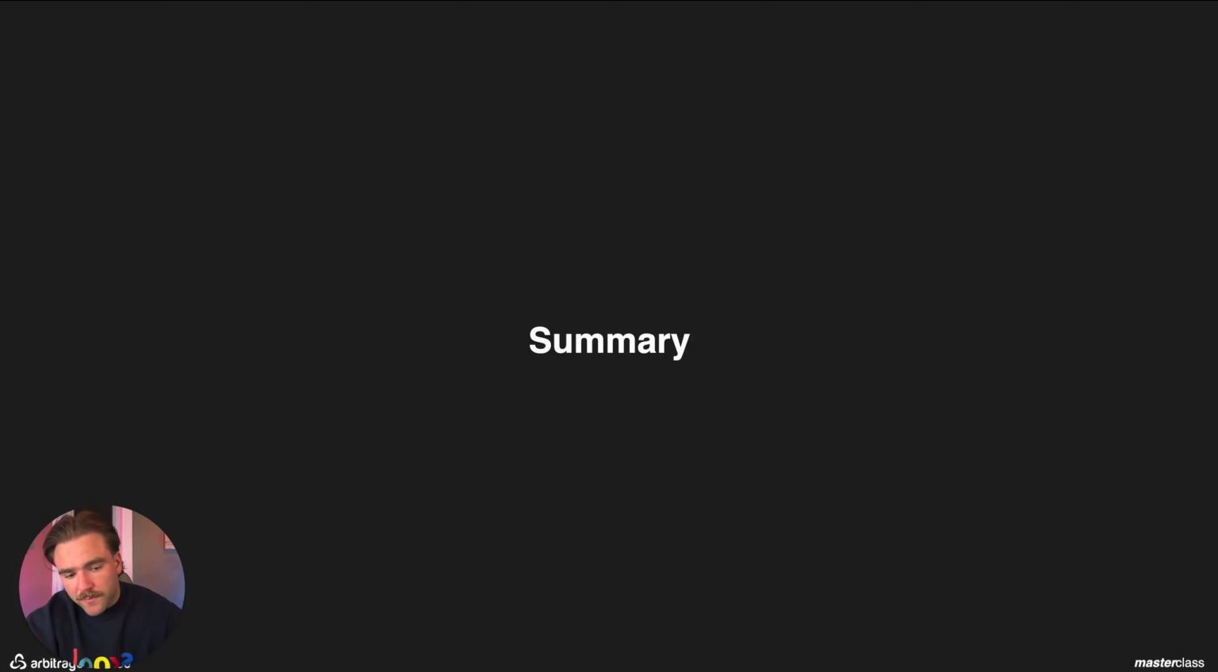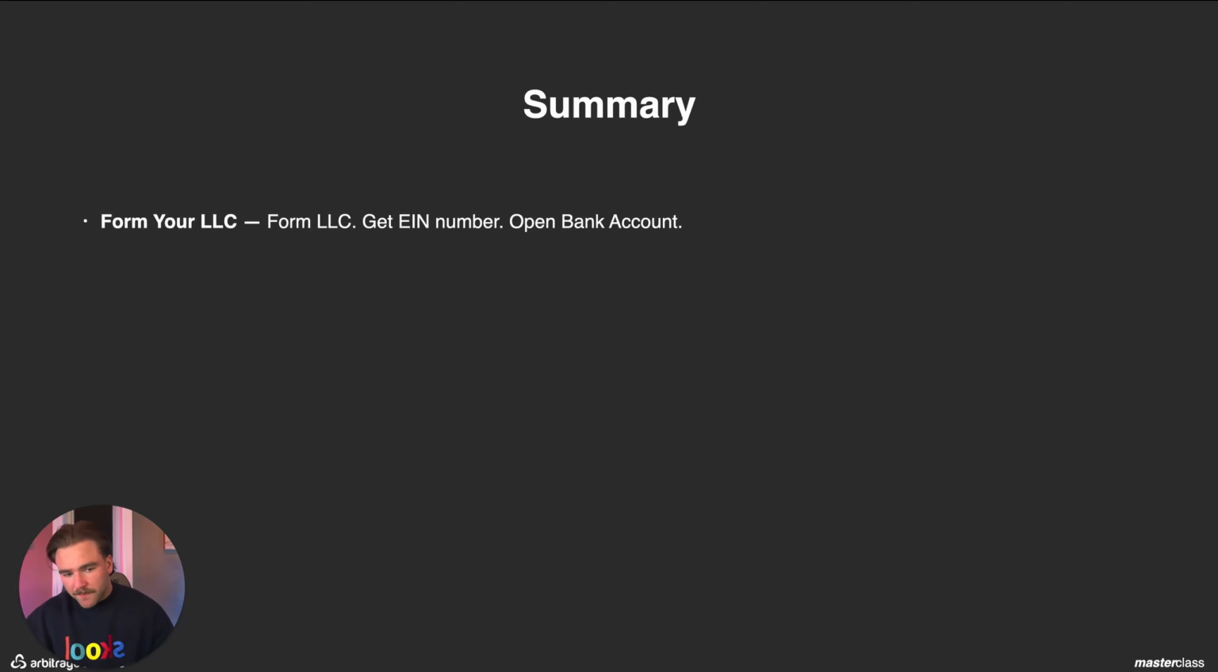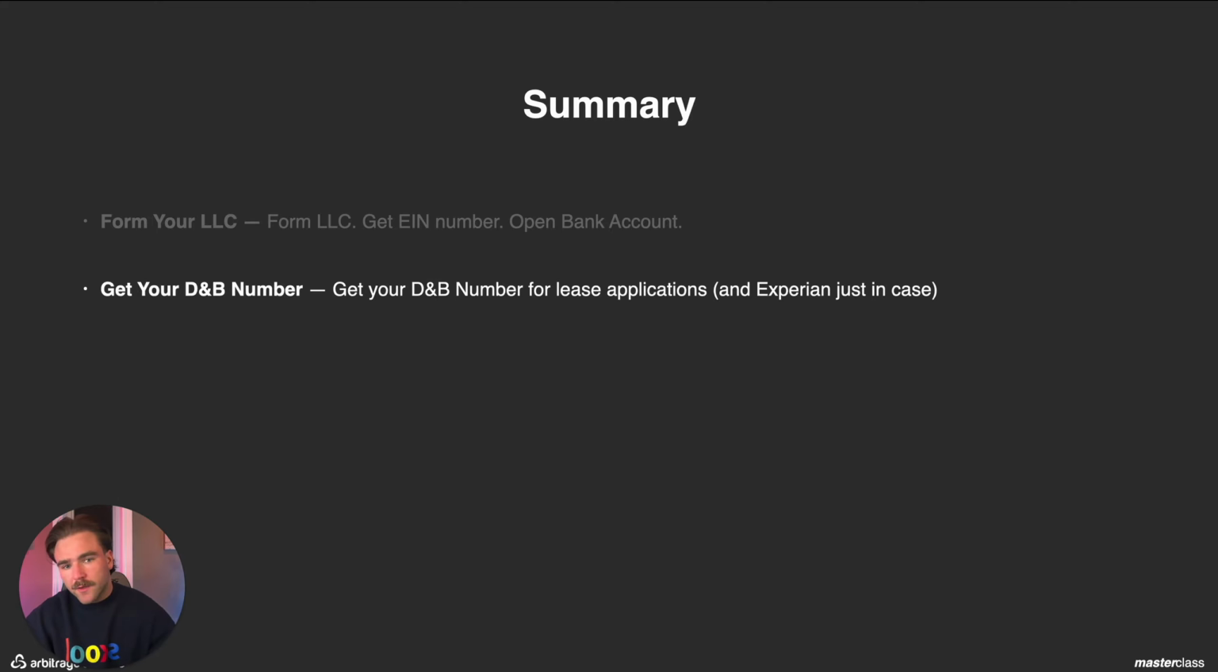Lastly, we're going to tie this up with just a summary of what we discussed over this past 40 minutes or so. So, step 1, you form your LLC, you get your EIN number, you open up a bank account. If you're in the US, you use LegalZoom. If you're in Canada, you use Taylor Brand. You get your EIN. You open up a bank account. You're officially in business. You get your D&B number. So you get your D&B number for lease applications, and Experian just in case takes a minute. Now, when they send the application through, you put your DUNS number on it, and your credit check clears.